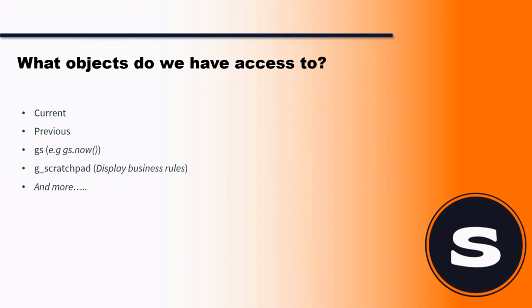Okay. And there are more objects as well. Of course, we can create our own objects, var object, and put a load of properties in there if we wanted to. We can query different records. So we can query problem records, create objects out of those problem records and pass them back in. So there's lots more. But if we just think about current, previous, G Scratchpad and GS, those are the standard objects. And they may or may not be a question I've seen on the admin cert.